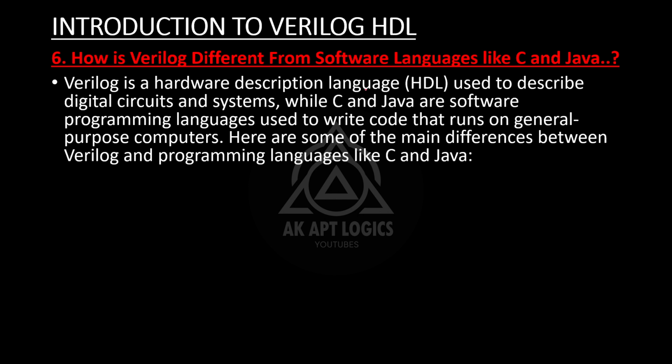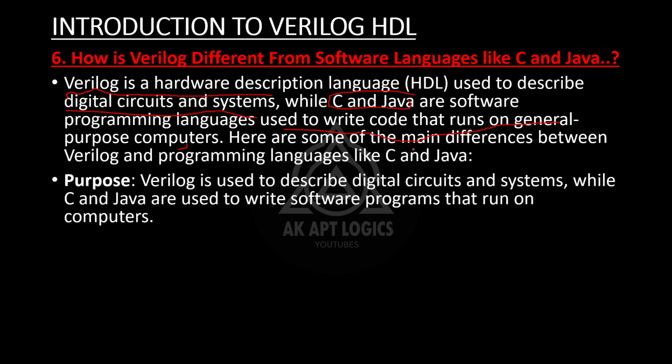How is Verilog different from software languages like C and Java? Verilog is a hardware description language used to describe digital circuit systems, while C and Java are software programming languages used to write code that runs on general purpose computers. Using C and Java, we write code for applications, whereas using Verilog, we write code for digital circuit systems. Okay, so here are the main differences between Verilog and programming languages like C and Java.